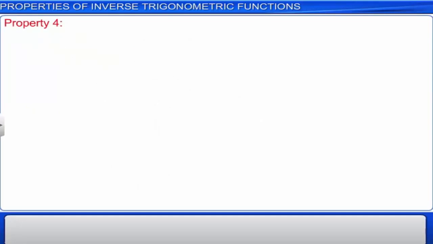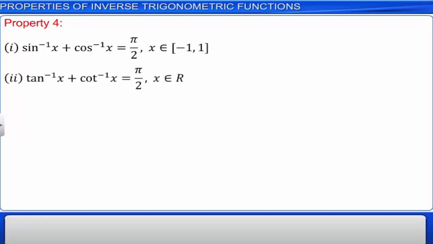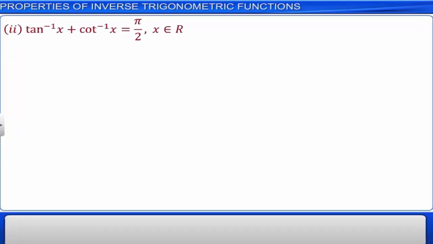The fourth property states that sin inverse x plus cos inverse x is equal to pi upon 2. Also, tan inverse x plus cot inverse x is equal to pi upon 2. Similarly, cosecant inverse x plus secant inverse x is equal to pi upon 2. Let us prove tan inverse x plus cot inverse x is equal to pi upon 2.